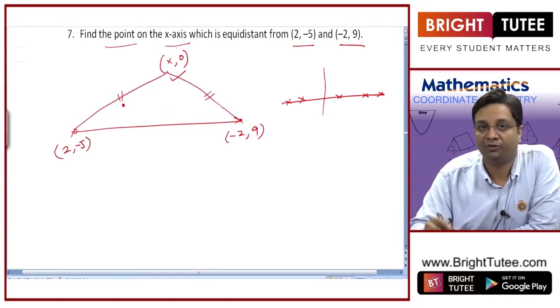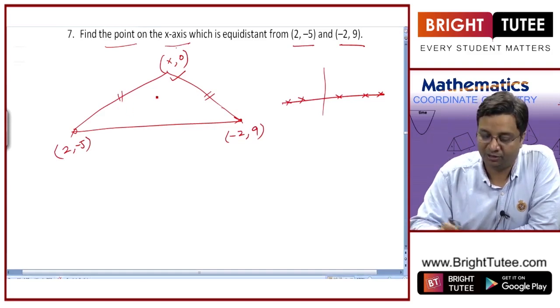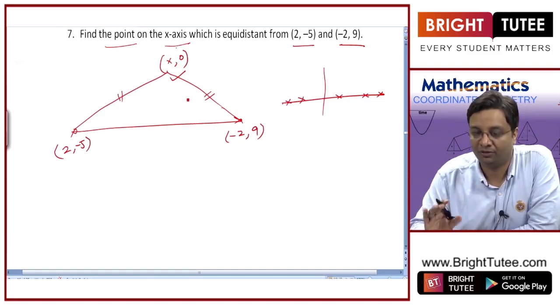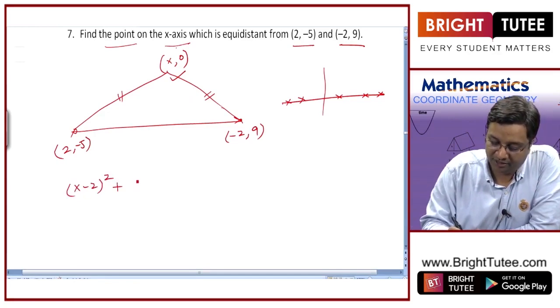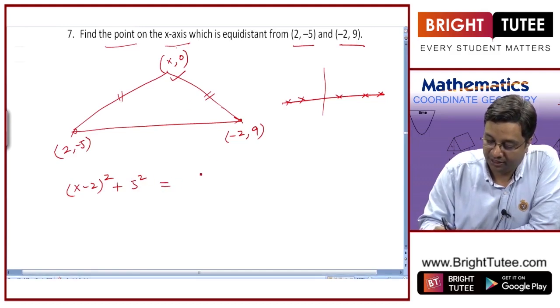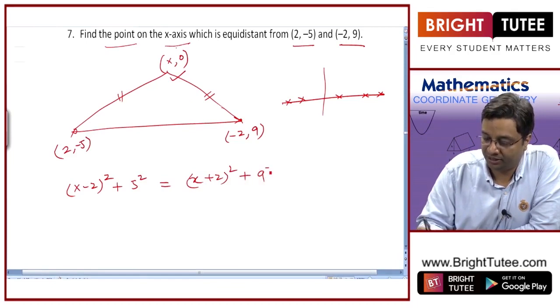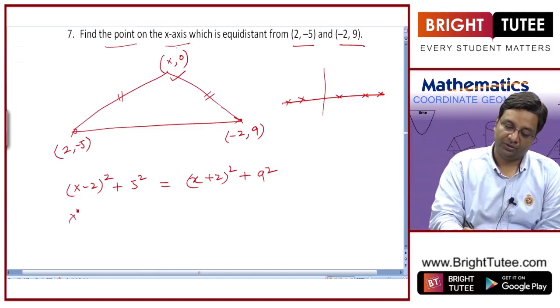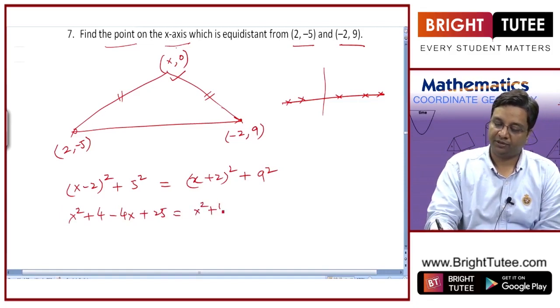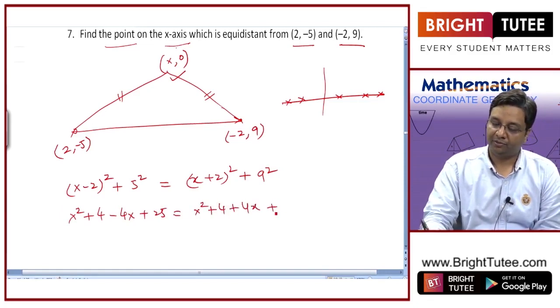So we need to equate these 2 distances, right? When these 2 distances are equal, their squares are also equal. So we can say (x minus 2) squared plus (0 minus minus 5), so 5 squared, is equal to (x plus 2) squared plus (0 minus 9) squared, which is 9 squared, right? We have squared both sides. So you can open it like this: x squared plus 4 minus 4x plus 25 is equal to x squared plus 4 plus 4x plus 81.